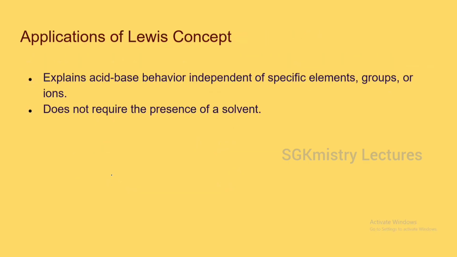Next, coming on to the applications of the Lewis concept. Mainly it describes acid-base behavior as independent of the presence or absence of specific elements. It is not mentioning that H plus should be present or OH minus should be present, nothing like that. Whatever the definitions given, it is independent of specific elements or groups or ions, and it does not involve the presence or absence of any solvent. It does not require the presence of a solvent. Because of which this makes the Lewis definition very advantageous as well as highly applicable, right?